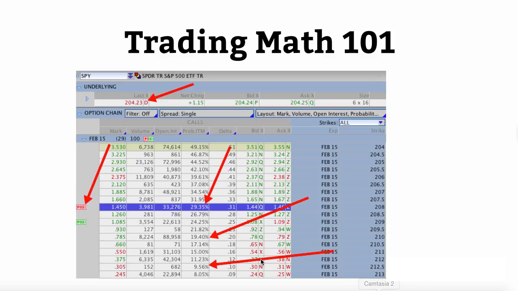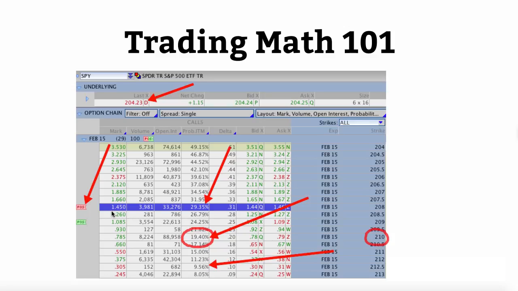Now, the beauty of options, like we said, is that you can pinpoint your chance of success at any level that you want. In this case, if you want a higher level of success, you can go out to these options, which are the 210 options. Those have about a 19% chance of being in the money or losing at expiration. That means if they have a 19% chance of losing at expiration, then they basically have about an 81% chance of being a winner at expiration.